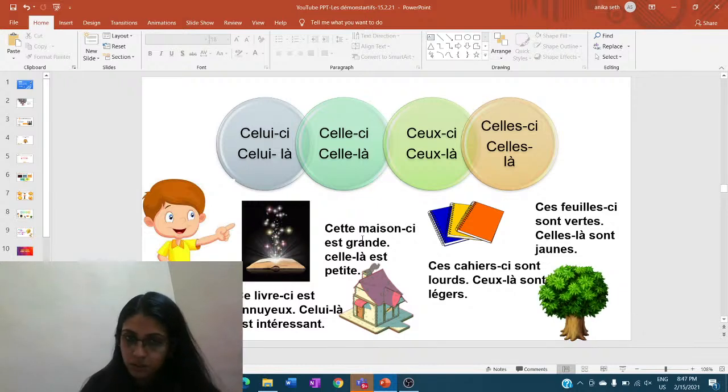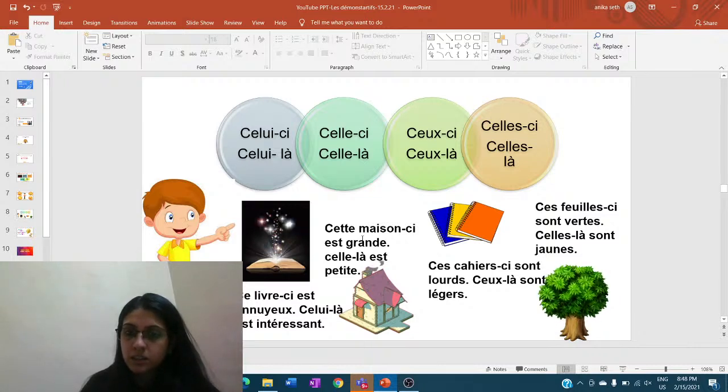The noun is maison. Instead of saying that cette maison est grande, cette maison est petite, this house is big and that house is small, cette maison-ci est grande, cette maison-là est petite, we replace cette maison avec celle. Celle-là est petite.